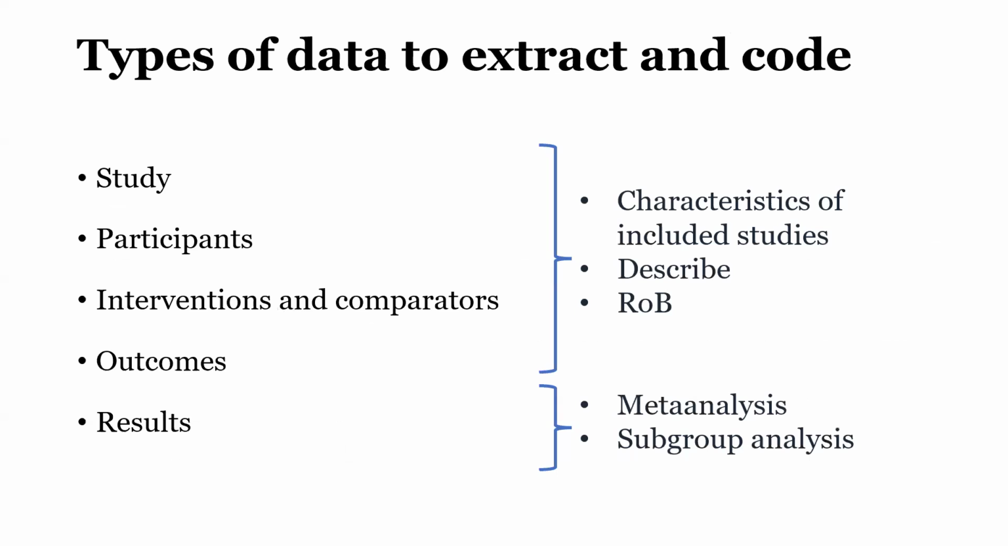Now, when you want to extract data, what are the kinds of data you would like to capture from these different studies? So one, of course, is the details about the study per se, the characteristics of the studies. You would like to describe the participant characteristics. If it is an intervention study, describe the details of the intervention and the comparator. Then, of course, the outcomes. How are the outcomes measured? What tools and units were used? And then the results of the study.